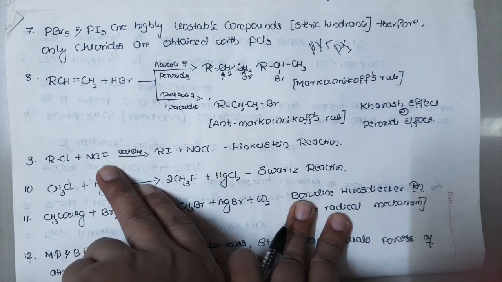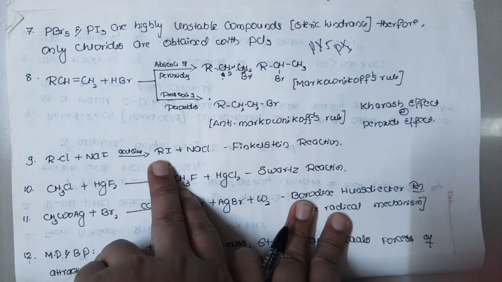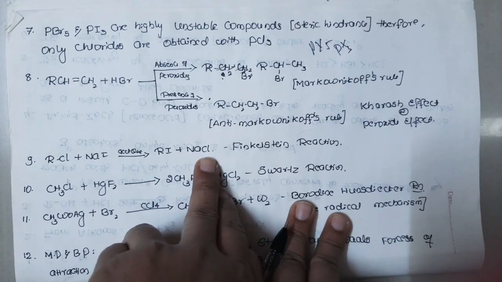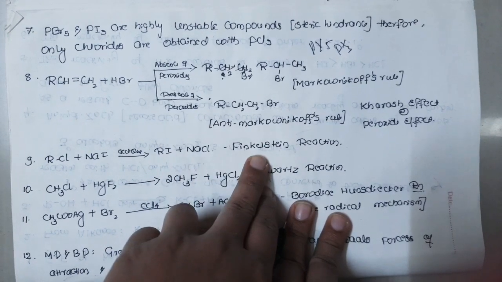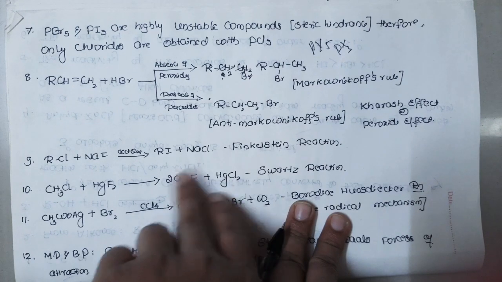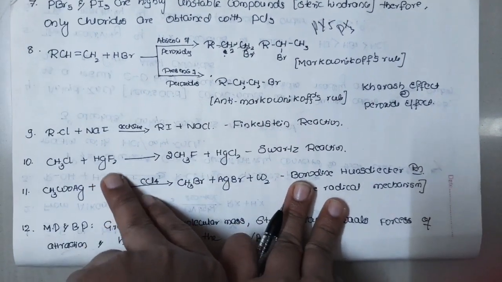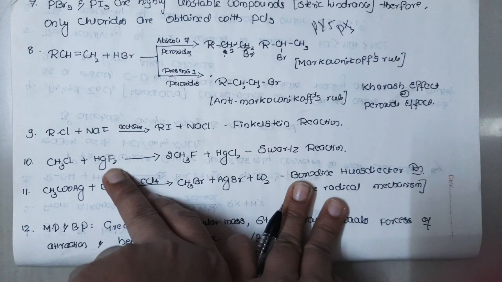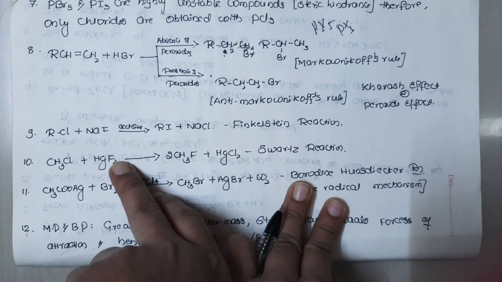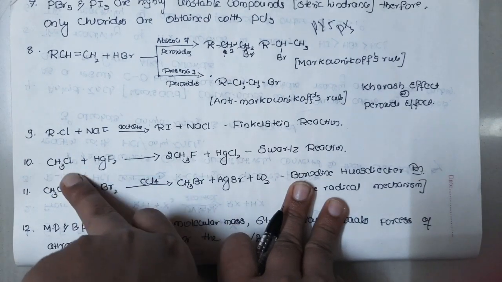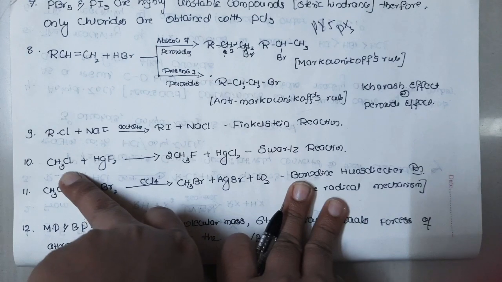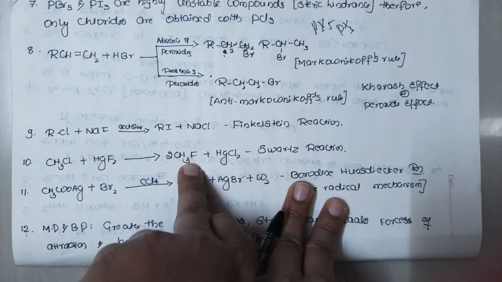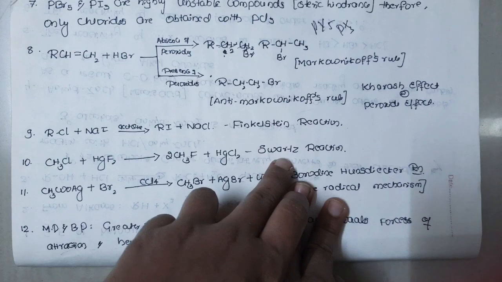Alkyl chloride, when treated with sodium iodide in the presence of acetone, gives alkyl iodide with sodium chloride. This reaction is known as the Finkelstein reaction. Similarly, when methyl chloride is treated with the respective metallic fluoride, here we have taken mercuric fluoride particularly, you can also use silver fluoride or antimony fluoride, you are going to get the respective methyl fluoride. This is called the Swarts reaction.